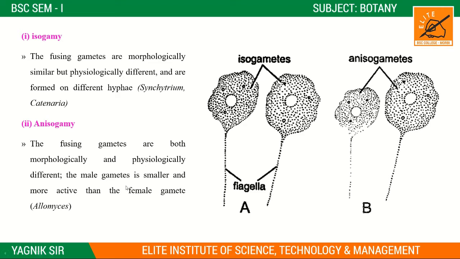As you can see in the second image, the shape of the male gamete is also smaller. Here the first image is the male gamete and another is the female gamete, and compared to the female gamete this male gamete is smaller and very active, right?